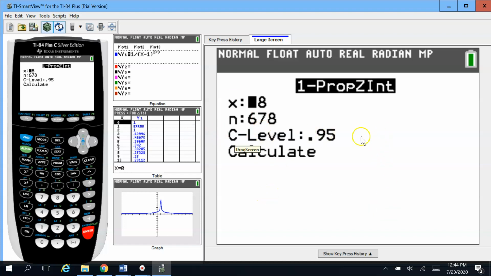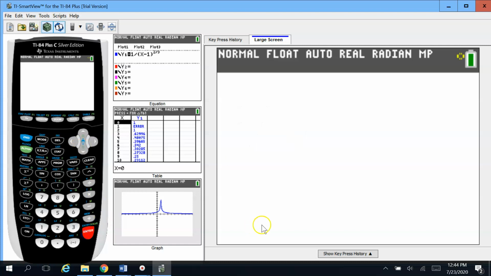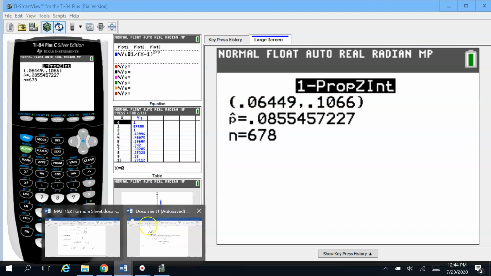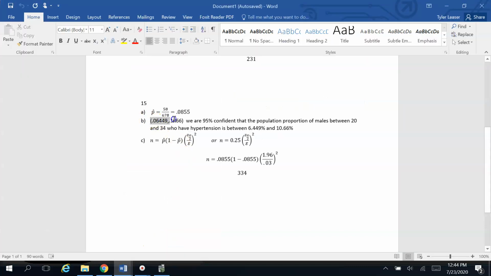C level is the confidence level. That was a 95% again. So we're just going to hit calculate. And the calculator does all the work for us. So we get this interval, and I've already copied this over here. So our answer for part B, the confidence interval, 0.06449 to 0.1066.